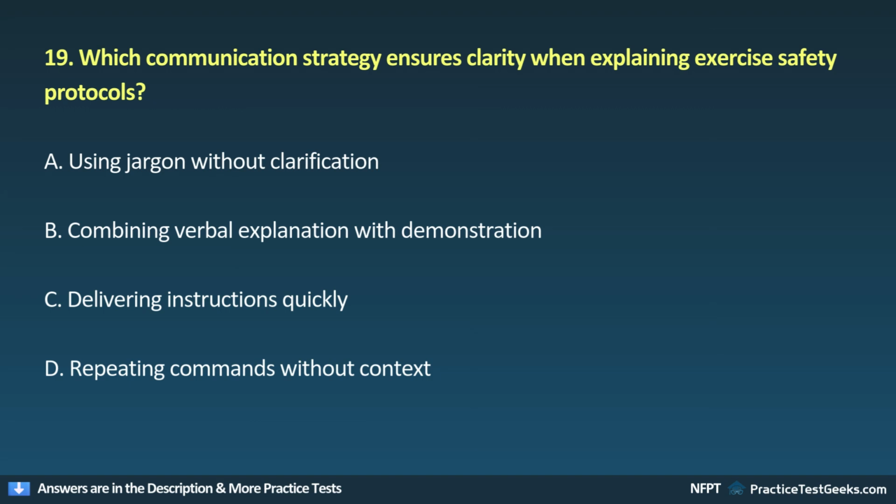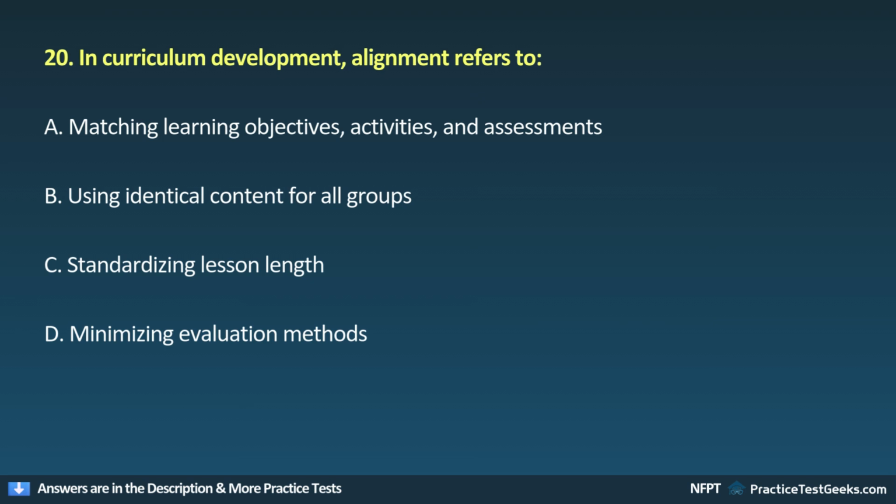19. Which communication strategy ensures clarity when explaining exercise safety protocols? A. Using jargon without clarification. B. Combining verbal explanation with demonstration. C. Delivering instructions quickly. D. Repeating commands without context.